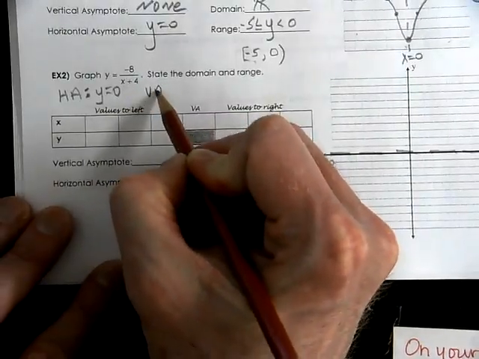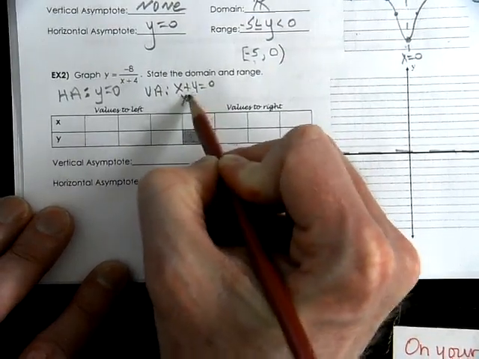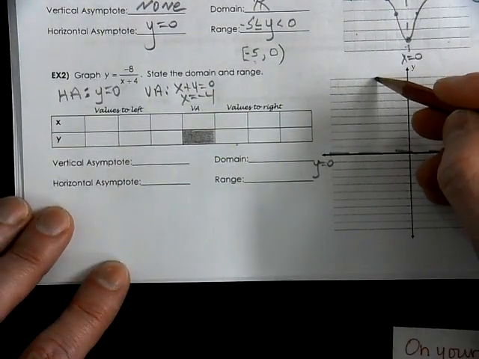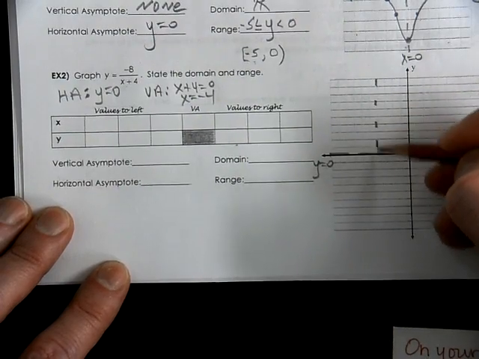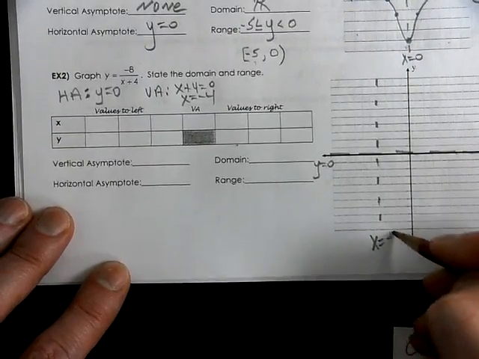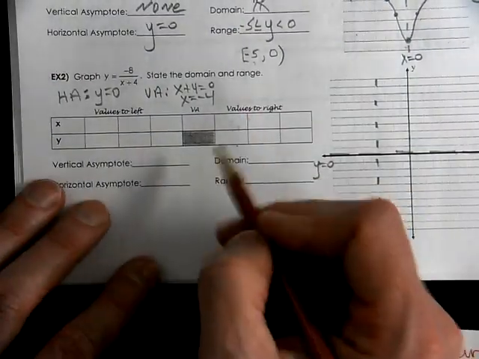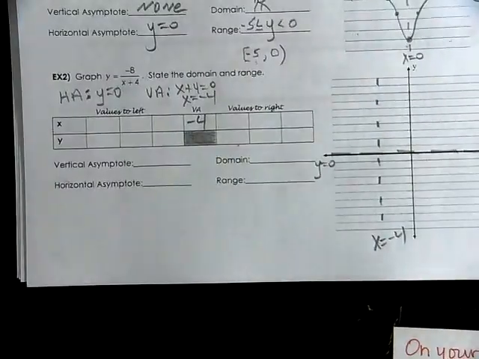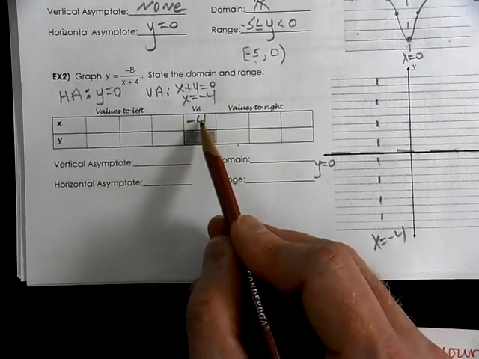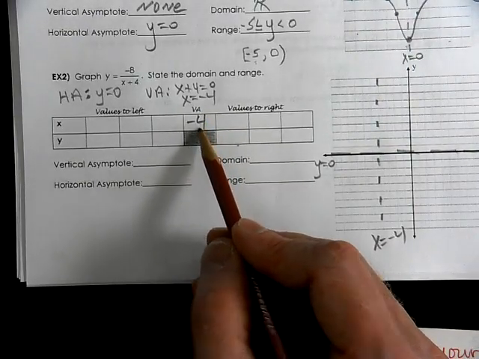And our vertical asymptote, we set the denominator equal to 0. And we get x equals negative 4. So x equals negative 4 is our vertical asymptote.